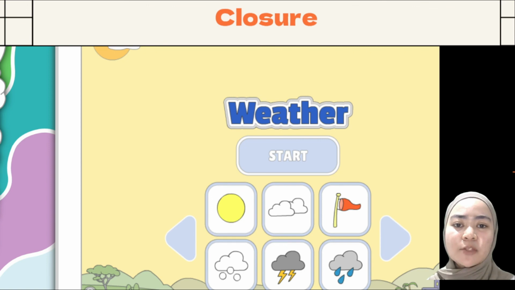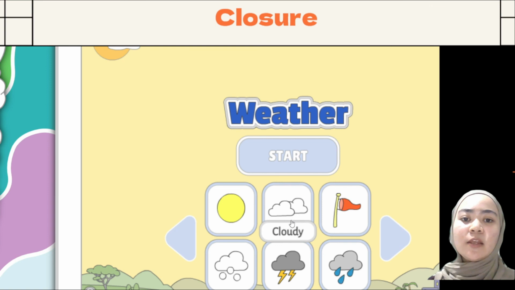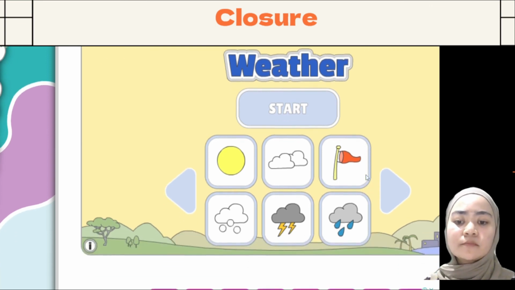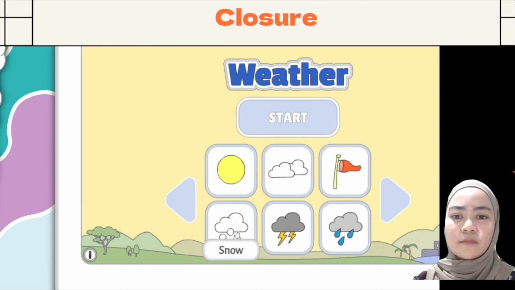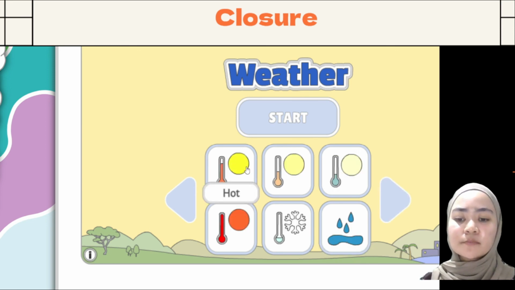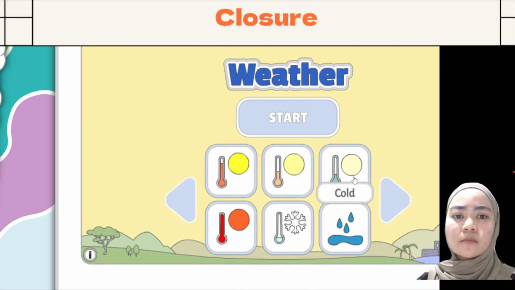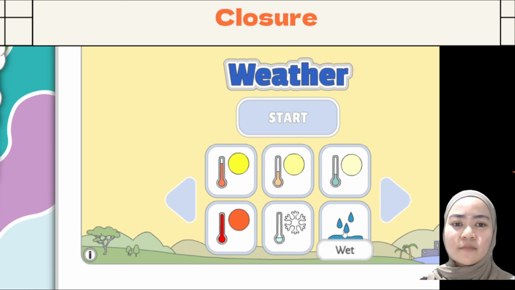Okay, so this is the picture. Sunny. Hey, can you hear the audio? Yes. So the first picture is sunny. Second one? Cloudy. Right. Windy. Snow, lightning, rain. Okay, next. Hot, mild, cold, boiling, freezing, wet.